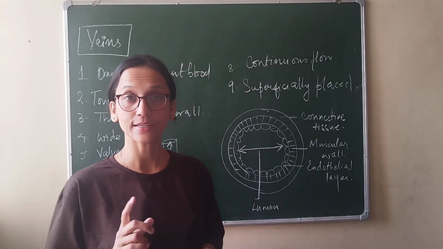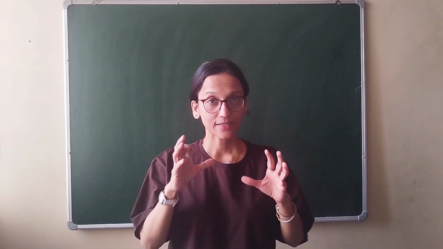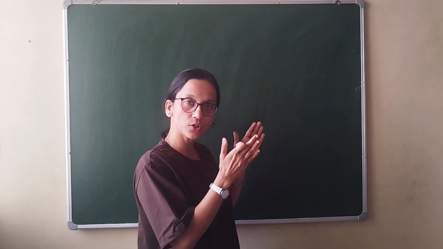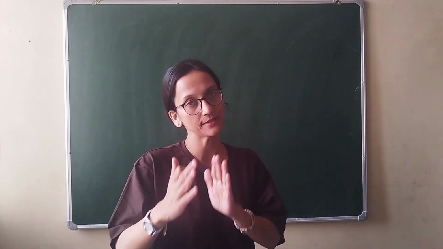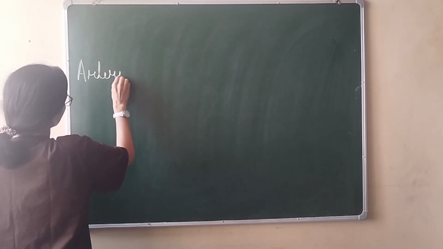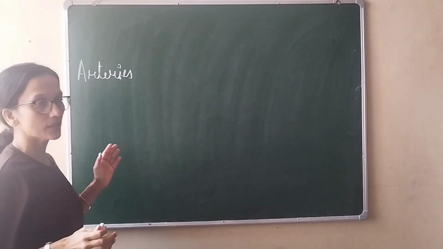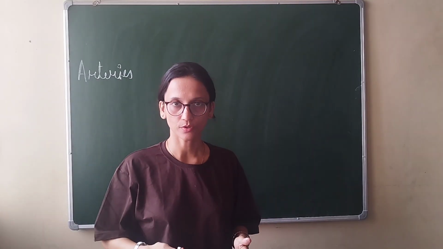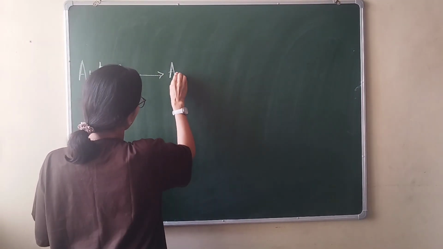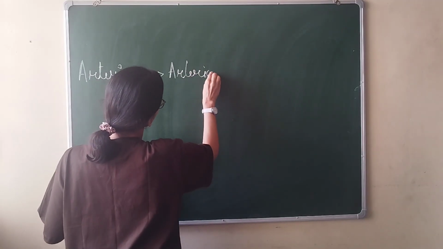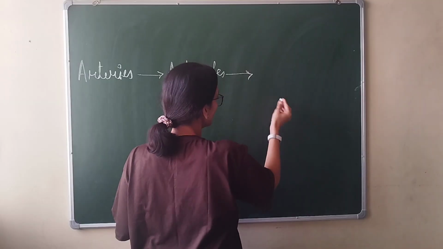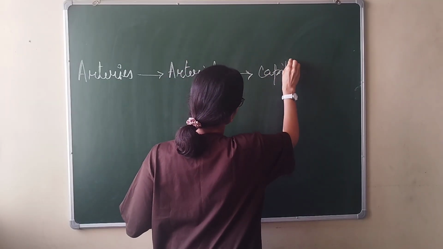Now let us discuss capillaries. Now in order to understand functioning of capillaries and their characteristic features, we have to understand the relationship between arteries, capillaries and veins. देखो, when arteries, they are very thick, right? So they cannot directly enter inside the tissues. So they branch into finer structures which are called arterioles. And these arterioles branch further to form structures called capillaries.